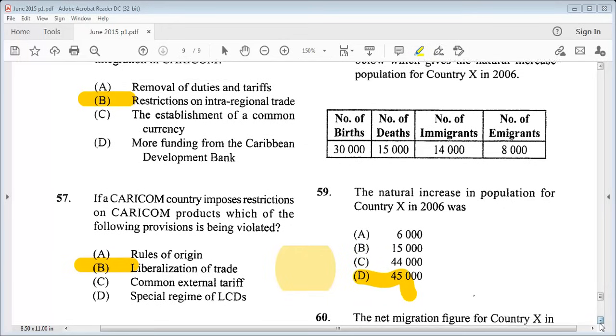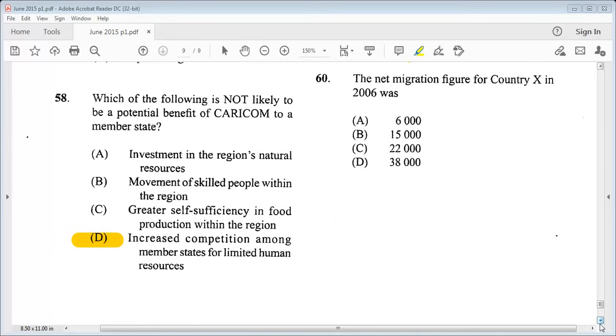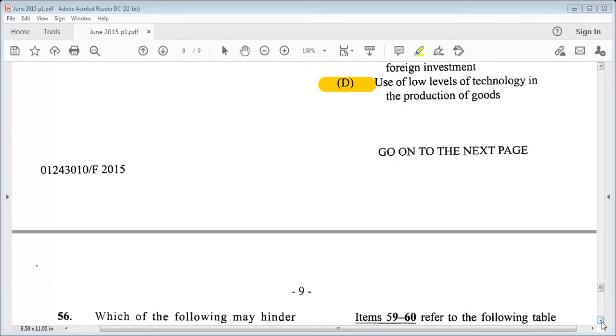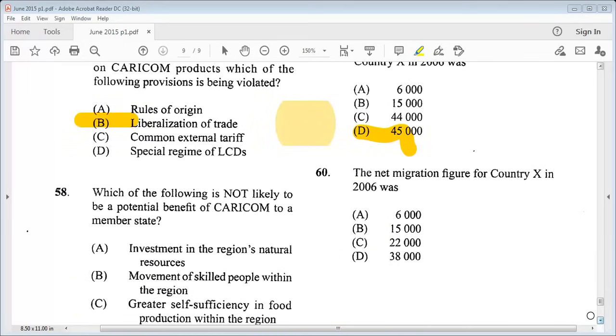All right, let's go on to 60. It says the net migration figure for country X in 2006 is... So we know net migration is the difference between the immigration and emigration. So if you take a look, it would be 14,000, take away 8,000 from that. So our answer would be A, 6,000.